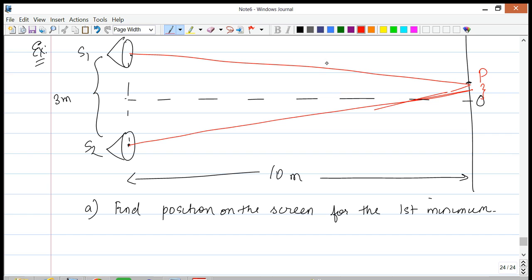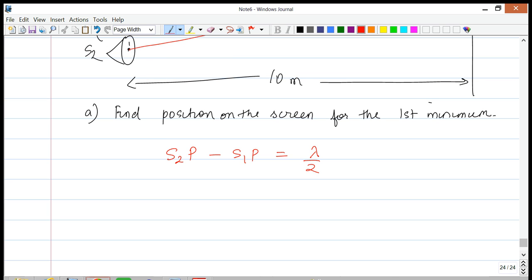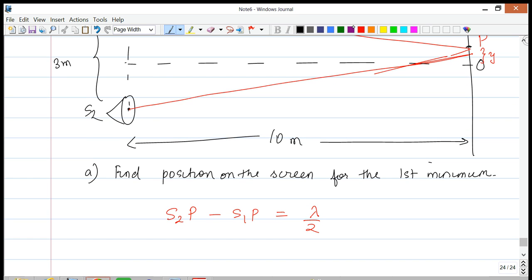So let this distance be some, let's just call it y, that we're looking at. And from this point onwards, basically what we're going to have is that the length S2p minus the length S1p has to be equal to half lambda. And once you know this, we can figure out what y is. Now to set this up, essentially what we're going to do is figure out what S2p is and what S1p is, by using Pythagoras theorem.